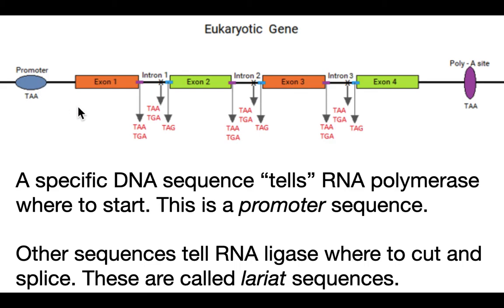DNA sequence. There are other sequences that tell the RNA ligase where to cut and where to splice, and they are called lariat sequences. And you can see again, it's a lot of TAAs, TGAs, and TAGs. And we'll talk about why those specific sequences are instructions to the helper molecules, the helper enzymes, RNA polymerase and RNA ligase, and all four of those other blobs that were on the last picture, to tell those proteins where to begin and end this DNA sequencing.